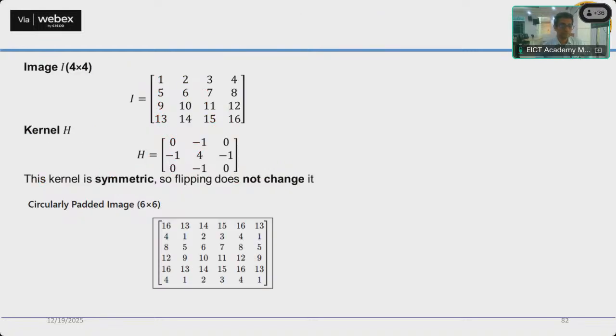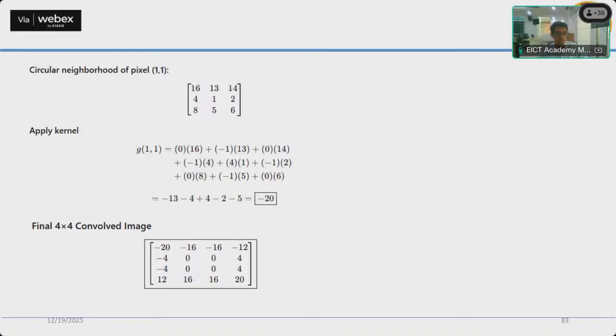This image is given here. This kernel is given. The kernel is symmetric. If you notice, flipping doesn't change it. The circular padded image is there. Flipping does not change it. Okay, circular neighborhood of pixel 1 by 1 comes there. You apply the kernel, and in this way you calculate G11, and then you calculate the other values of G, and in this way the work is done.